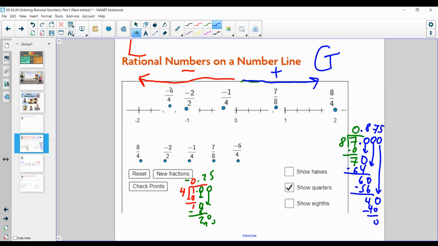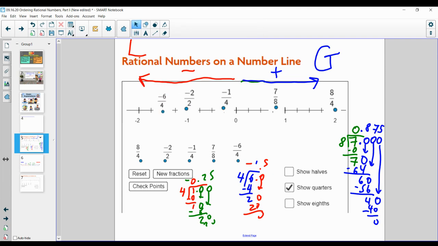Some people would simplify this to 3 divided by 2. 6 divided by 2, you get 3 halves. But I'm going to just do 6 divided by 4. Goes in 1 time. How do I get rid of this remainder? I annex a 0. 4 goes into 20 5 times. So it's negative 1 and 5/10. This is the same as a negative 1.5 right there. And that is how you put rational numbers on the number line using estimating skills or using turning a fraction to a decimal.